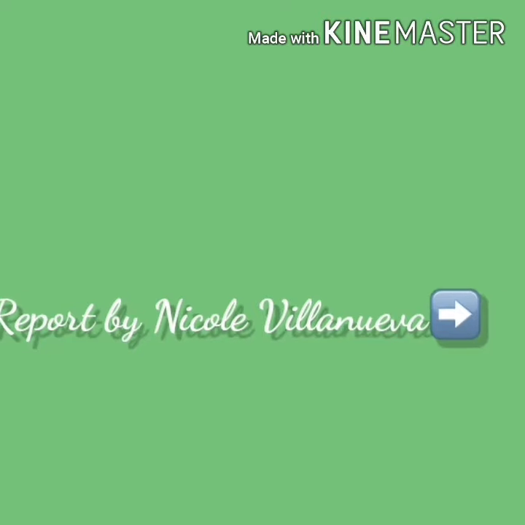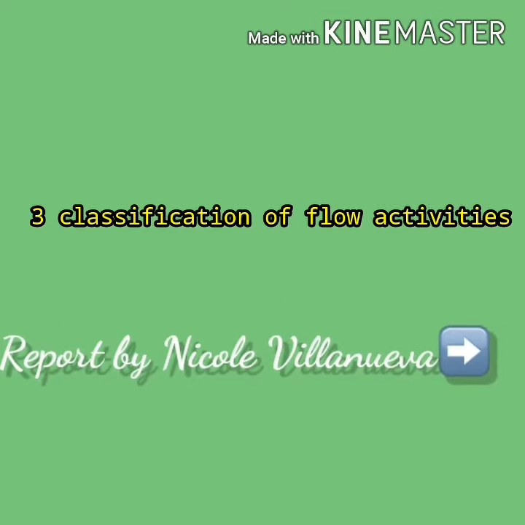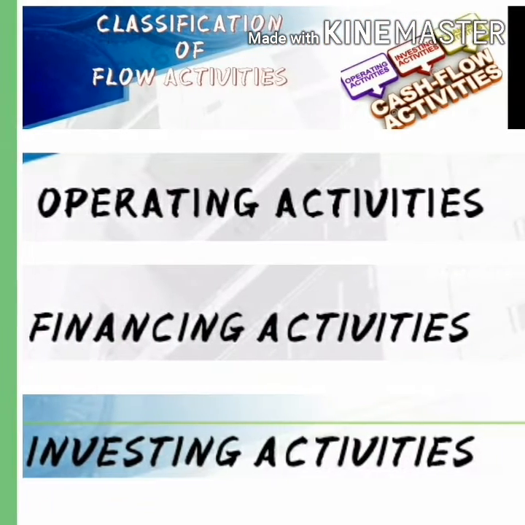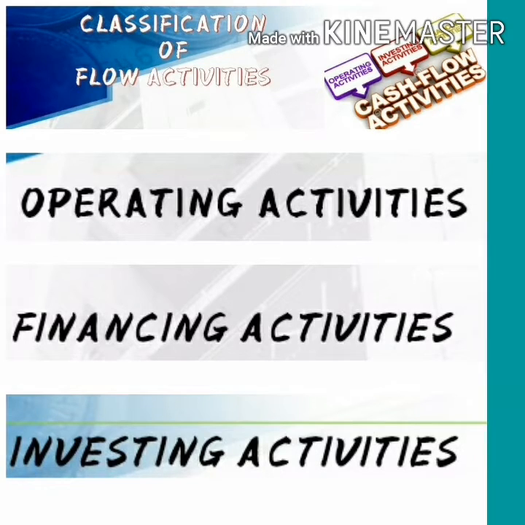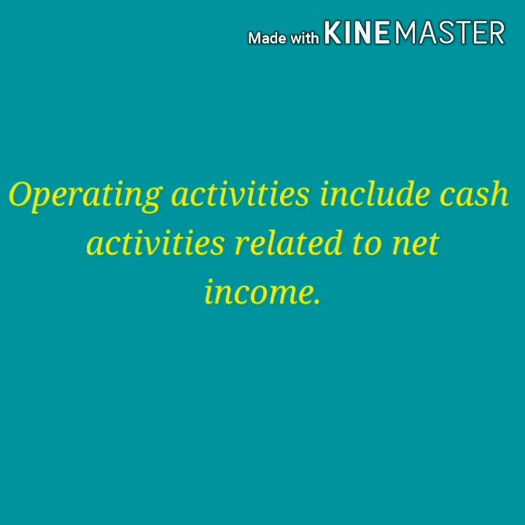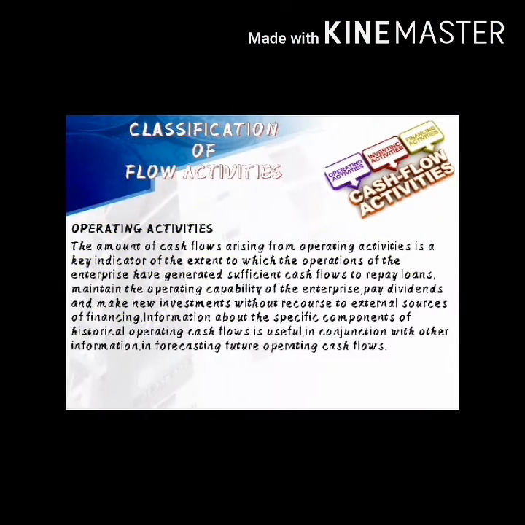Today I'm going to present the three classifications of cash flow activities. The three categories of cash flows are operating activities, investing activities, and financing activities. Operating activities include cash activities related to net income. Investing activities include cash activities related to non-current assets.